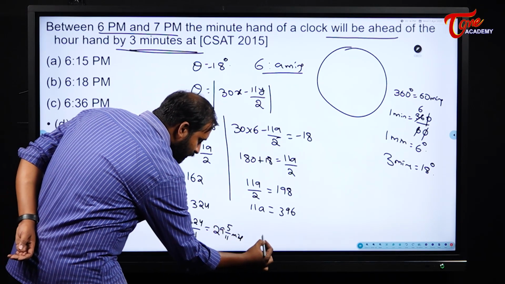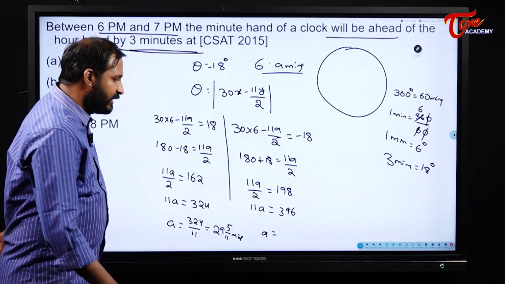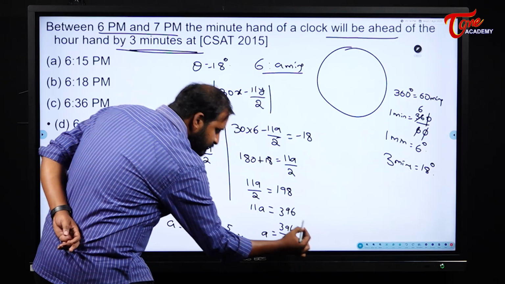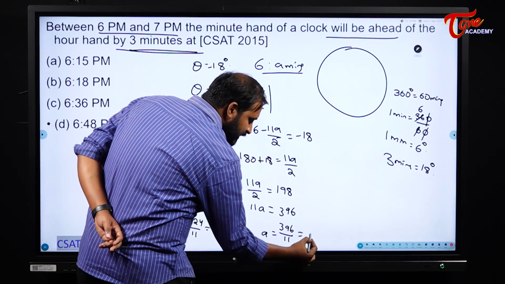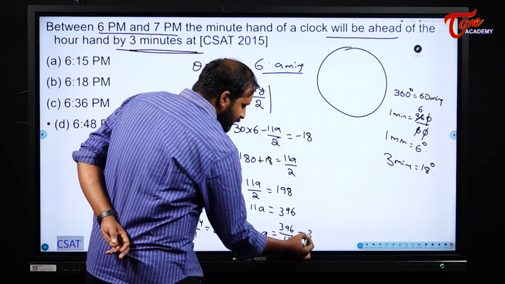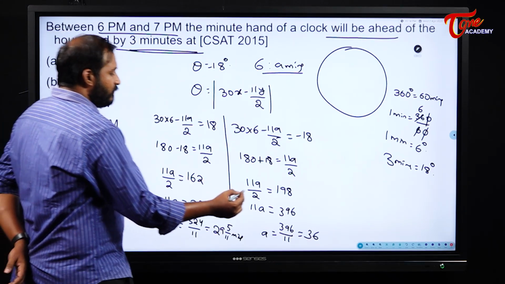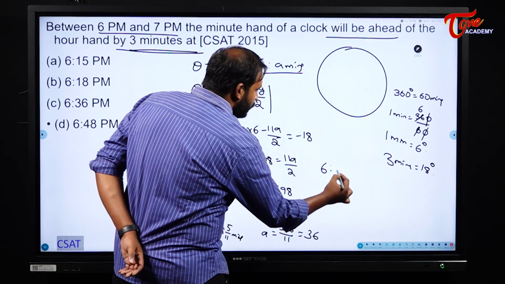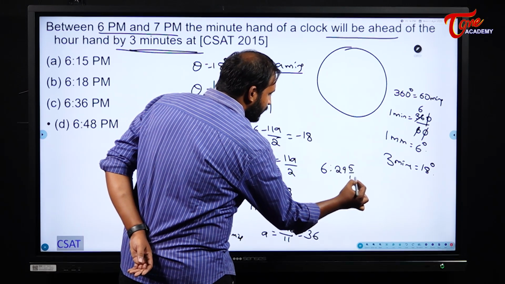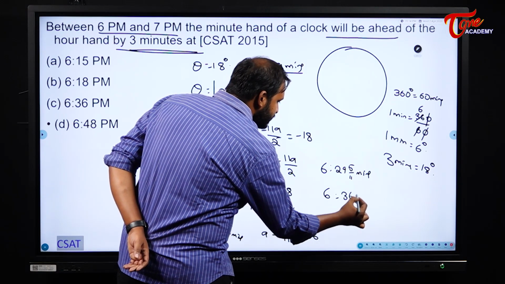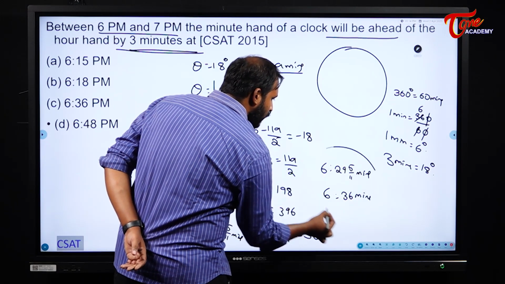And next, here what will I get? a is equal to 396 by 11. So 11 3s are 33, 11 6s are 36. So what are the two times which we will have? At 6 o'clock 29 5 by 11 minutes I will have one time, and at 6 o'clock 36 minutes I will have the other time. Okay, I got two answers actually here.